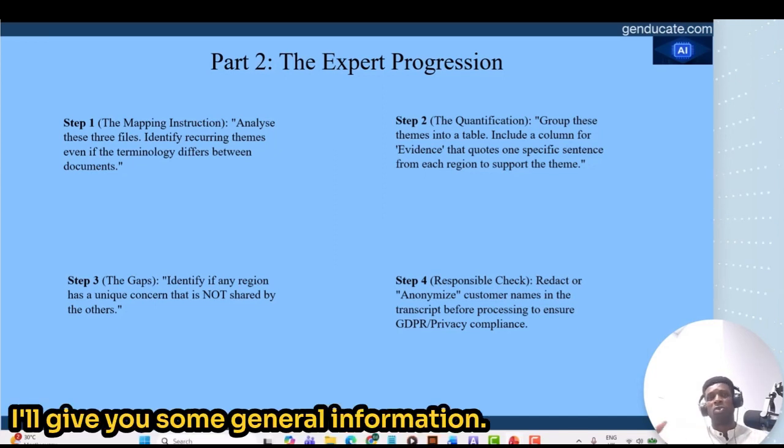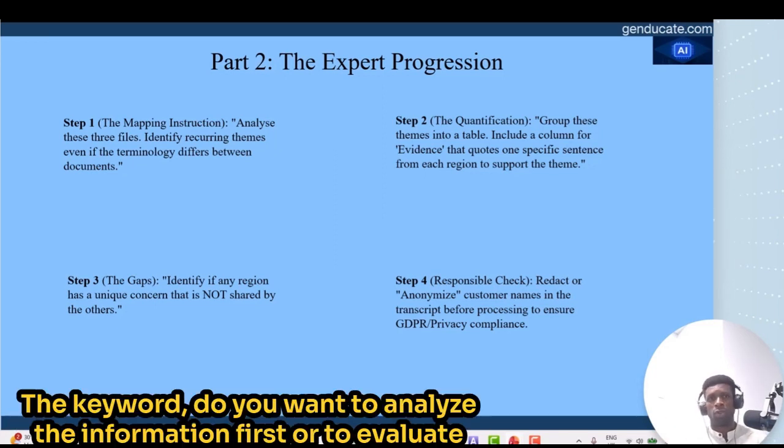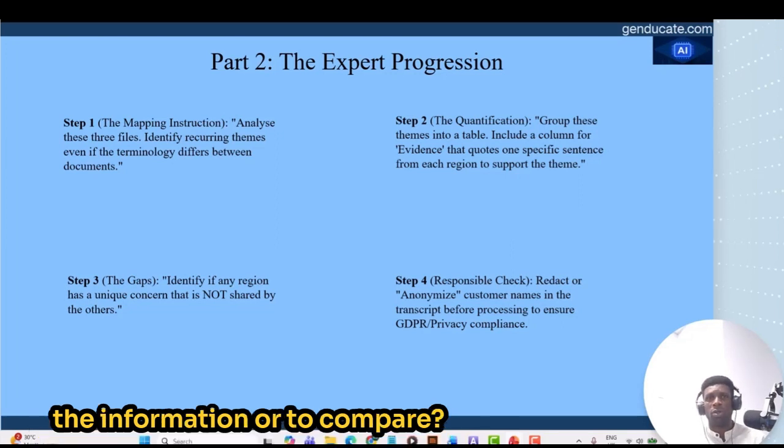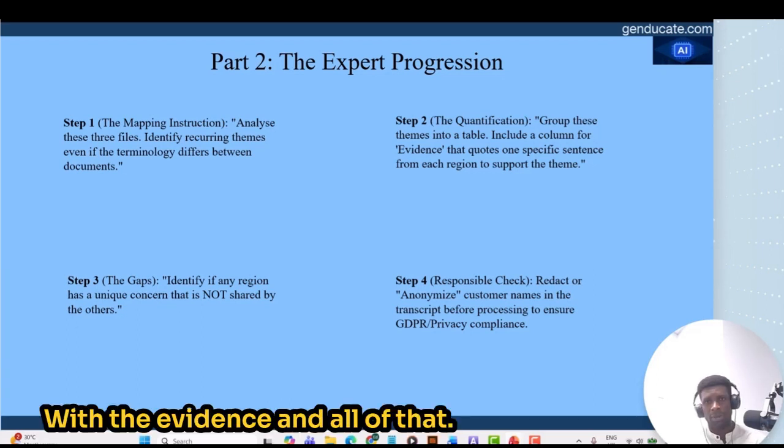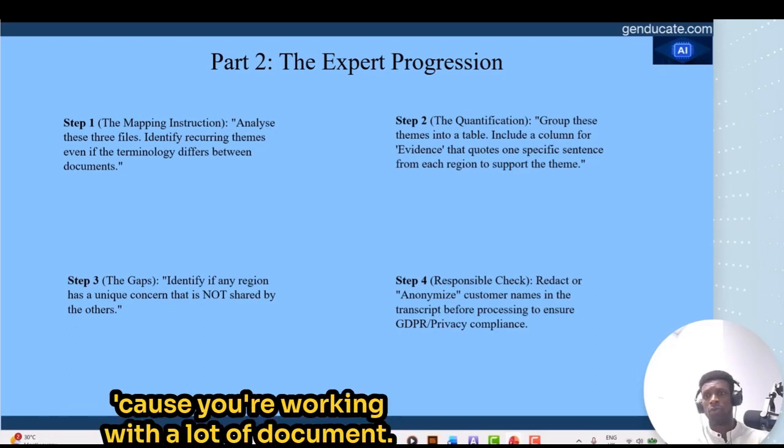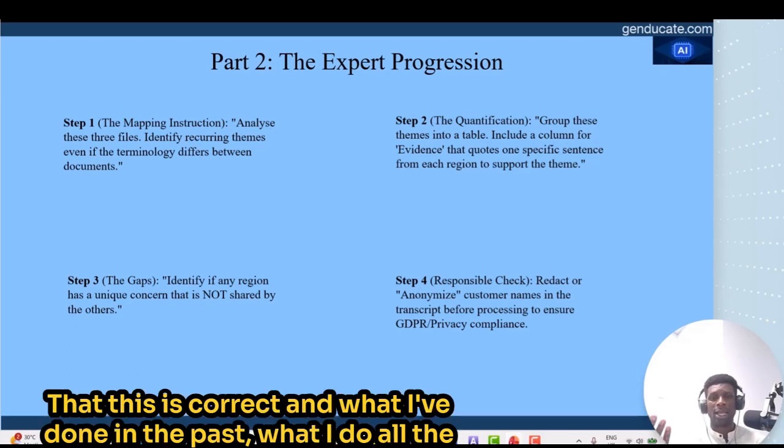I'll give you some general information. The keyword: do you want GenAI to analyze the information first, or to evaluate the information, or to compare? So you have to give it this keyword and then how you want it to work with the document, with the evidence and all of that. Because you're working with a lot of documents, you need to be sure that this is correct.